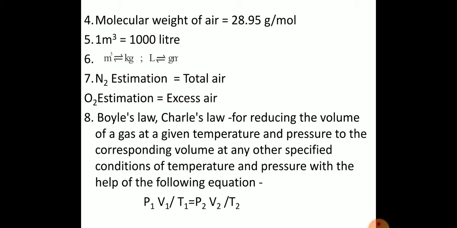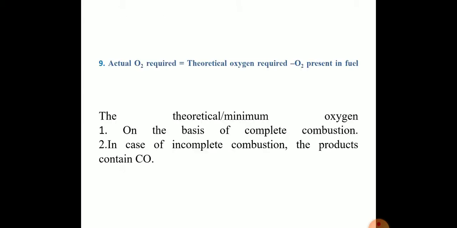Nitrogen is estimated from total air. Oxygen is estimated from excess air. Using Boyle's law and Charles' law, the volume at a given temperature and pressure can be reduced to the corresponding volume at a specified condition of temperature and pressure using the simple equation P1 V1 upon T1 is equal to P2 V2 upon T2.